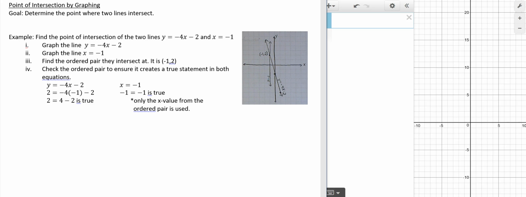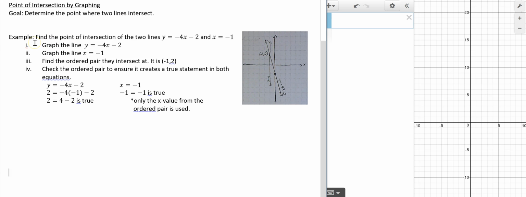In the lessons today, we're going to find a point of intersection on the graphs. There are 3 different techniques. One is to graph it by hand, the second is substitution, and the third one is addition or elimination method. So let's take a look at the graphing method. The goal is to determine the point where 2 lines intersect.